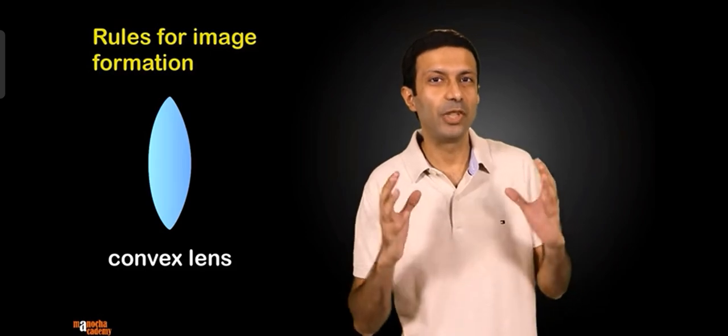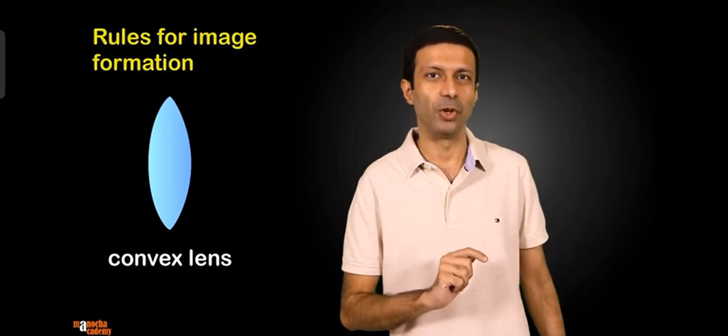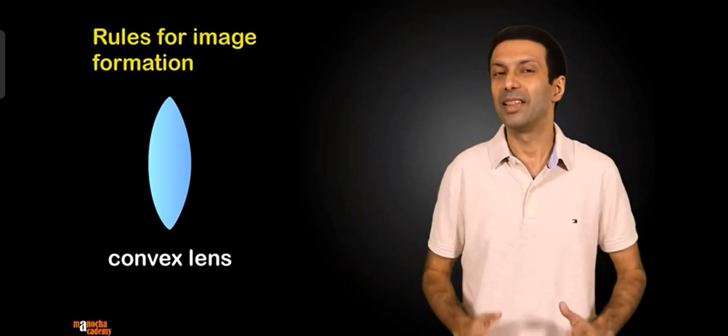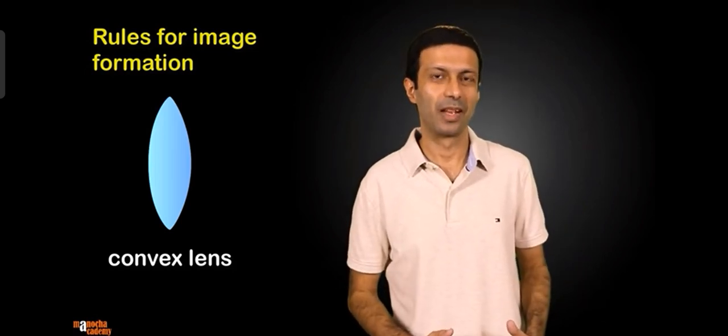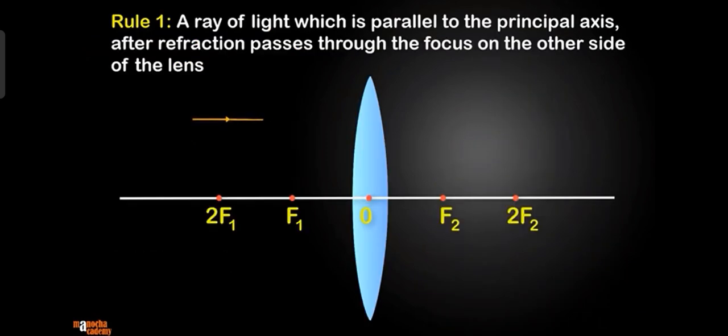Light is a very visual topic, so I would suggest you to keep pausing the video and draw the ray diagrams in your notebook. Then you'll get a much better feel of what is going on. There are 3 rules for the convex lens. Rule 1. A ray of light which is parallel to the principal axis, after refraction, passes through the focus on the other side of the lens.